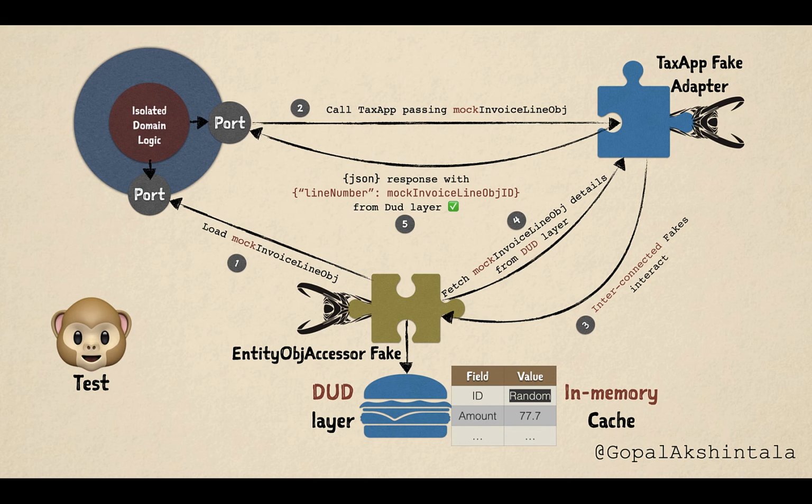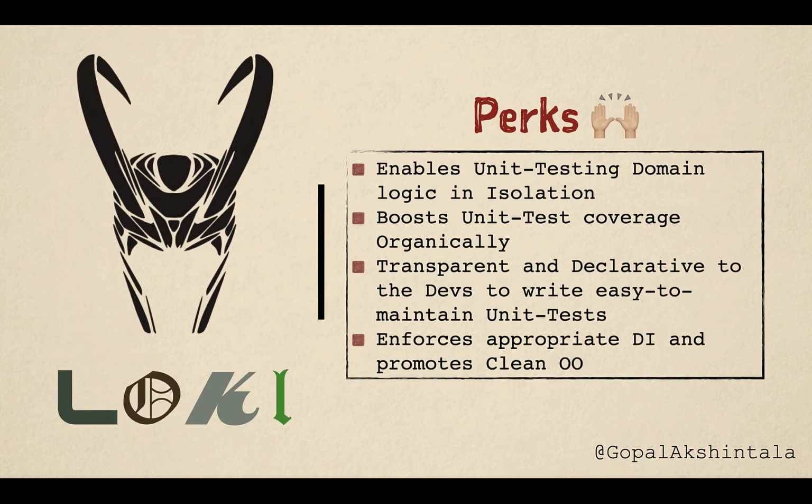All this interaction between fakes is abstracted out from the domain logic, so Loki fools the domain logic into thinking it's interacting with real external systems. Thus, Loki has all these perks. It lets you unit test your domain logic in isolation, which organically boosts the test coverage. It's transparent and declarative, so the tests written using Loki are easy to maintain. On top of that, it acts as a framework to enforce appropriate DI and promotes clean code.